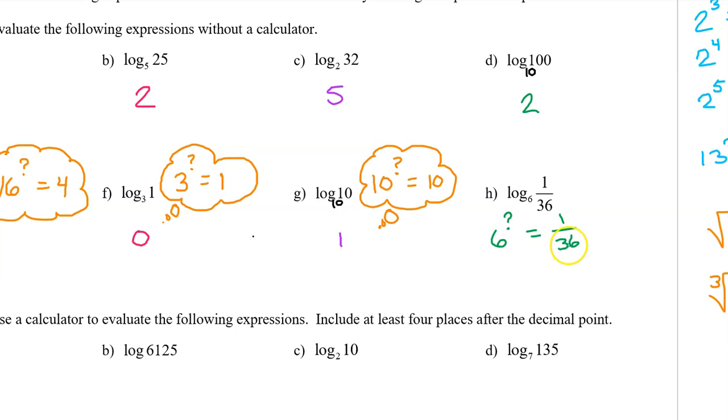Let's rewrite the 36 using the same base, 6. Of course, 36 is 6 squared. So the question becomes 6 to what power is equal to 1 over 6 squared? How can we write this without the fraction? 1 over 6 squared is the same thing as 6 to the negative 2 power. In this form, it's easy to see that the question mark is negative 2. Don't write question mark equals negative 2, just put negative 2.